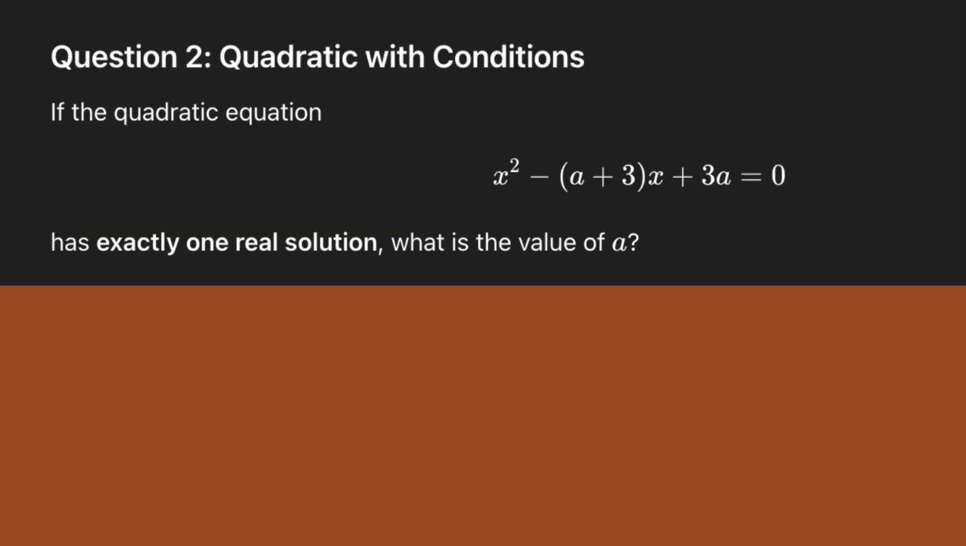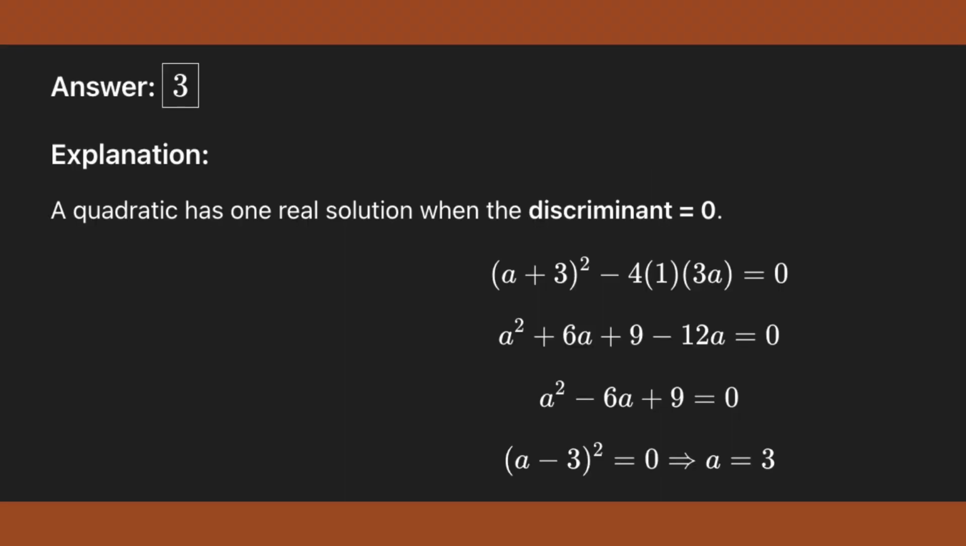Question number 2, quadratic with conditions. If the quadratic equation x squared minus (a plus 3)x plus 3a is equal to 0 has exactly one real solution, what is the value of a? Take a minute to pause the video and figure out your answer. If you got 3, you are correct.